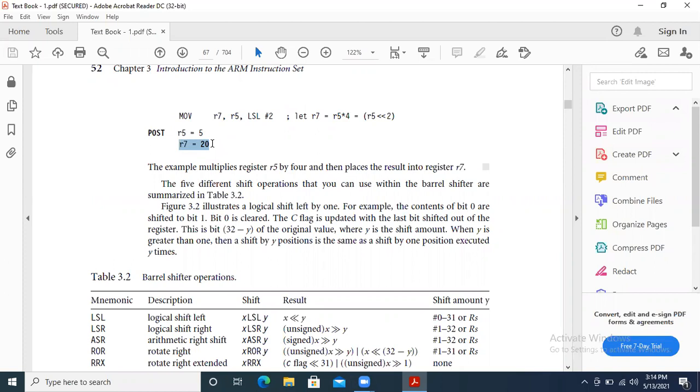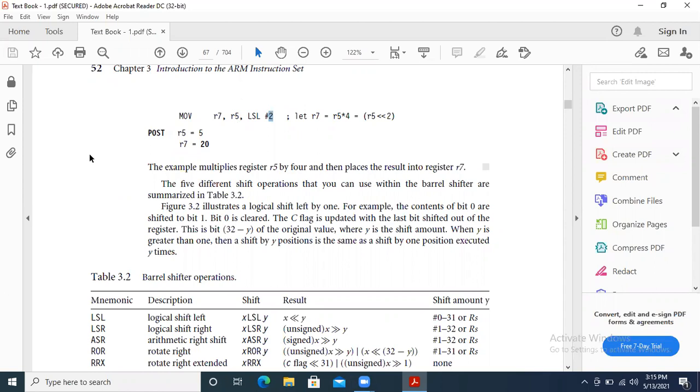Always the barrel shifter works on this value here. Suppose you take 3, 3 means 3 square. How much is 3 square? 9, sir. 9. You have to multiply that 9 value with your R5, and that answer I have to keep in R7. So this is called a barrel shifter. In this we have to do some extra activity before executing. It is called pre-processing here.